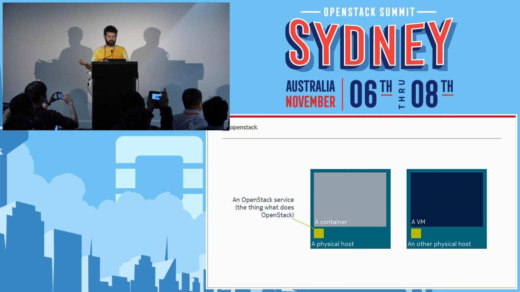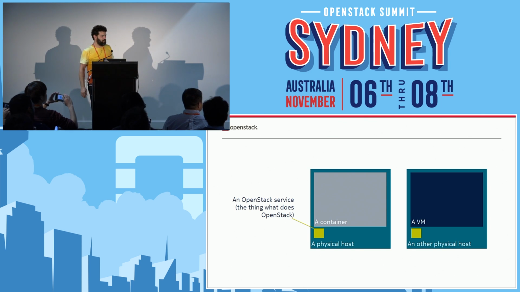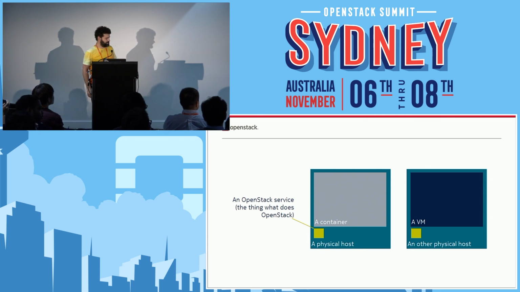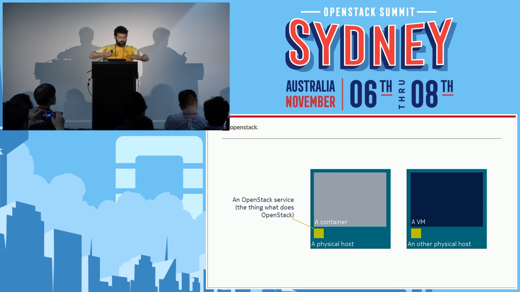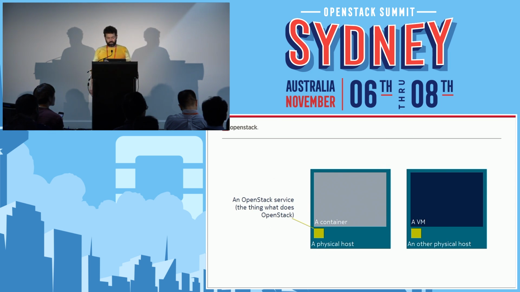Maybe I will miss something because things are happening very fast. And I try to use colors to indicate different things. The light blue box is a physical host, like a server you can lift, a real deal. A dark blue box is a virtual machine. The gray box is a container, and the yellow boxes are OpenStack services, either running in virtual machines or containers or on bare metal.